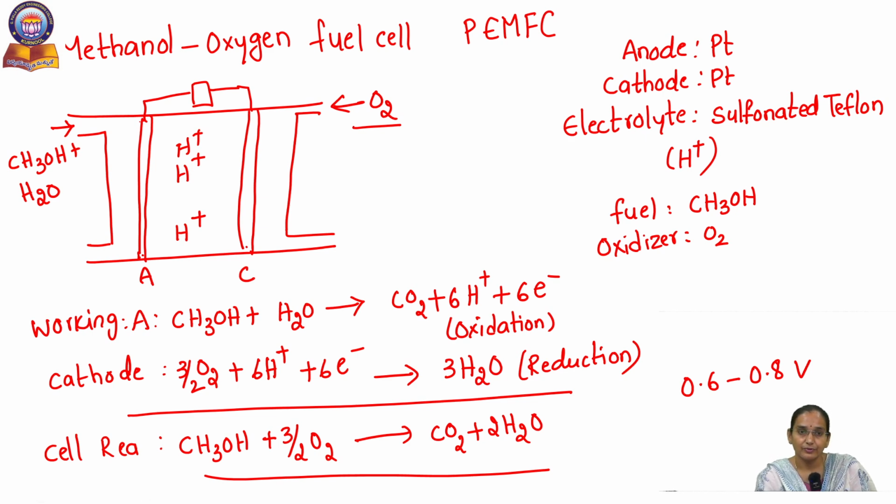Another example of a fuel cell is the methanol oxygen fuel cell, and here methanol acts as fuel and oxygen acts as oxidizer. Coming to the construction, platinum rods are placed, one platinum rod acting as anode and the other acting as cathode. Here, a solid polymer is taken as electrolyte to avoid leakage. Generally, sulfonated Teflon is taken.